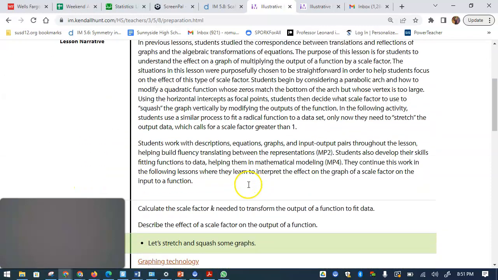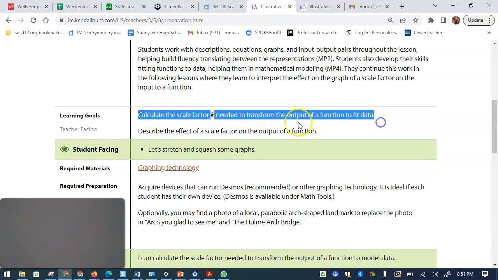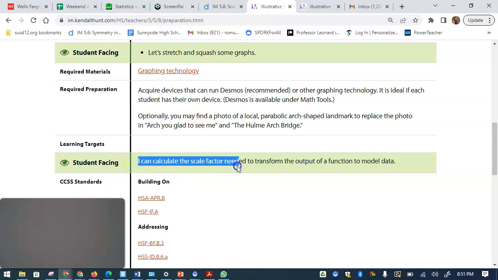So now when you go down here, what is the learning target? The learning goal is we can calculate the scale factor k needed to transform the outputs of a function to fit the data. Also, I can calculate the scale factor needed to transform the output of a function to model the data.